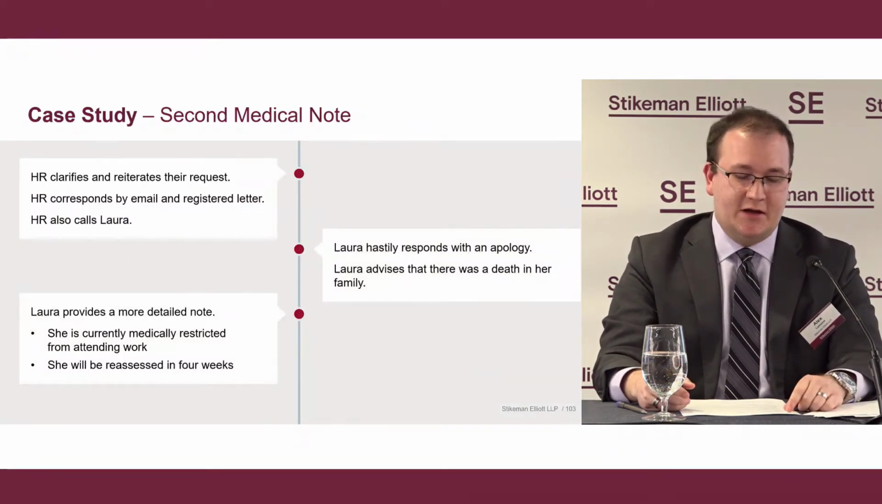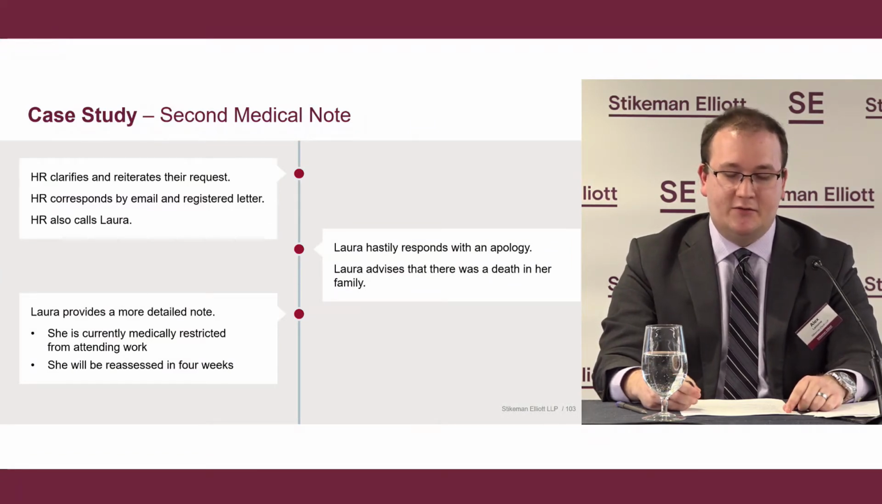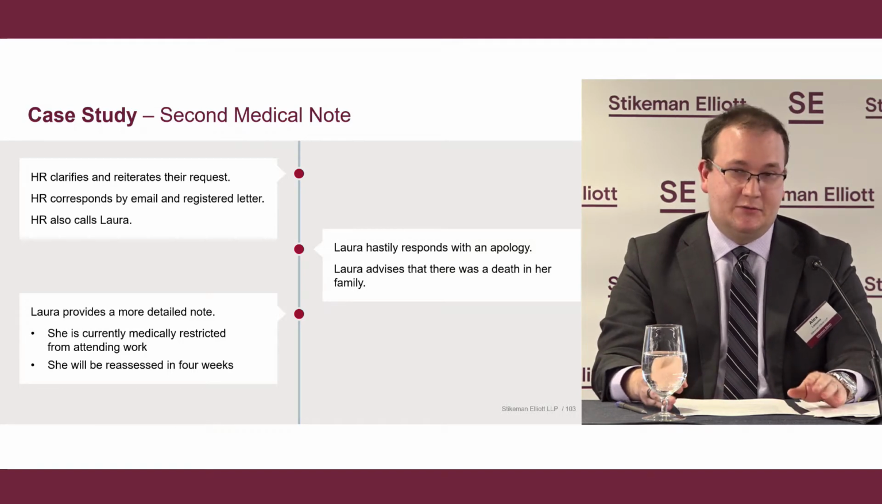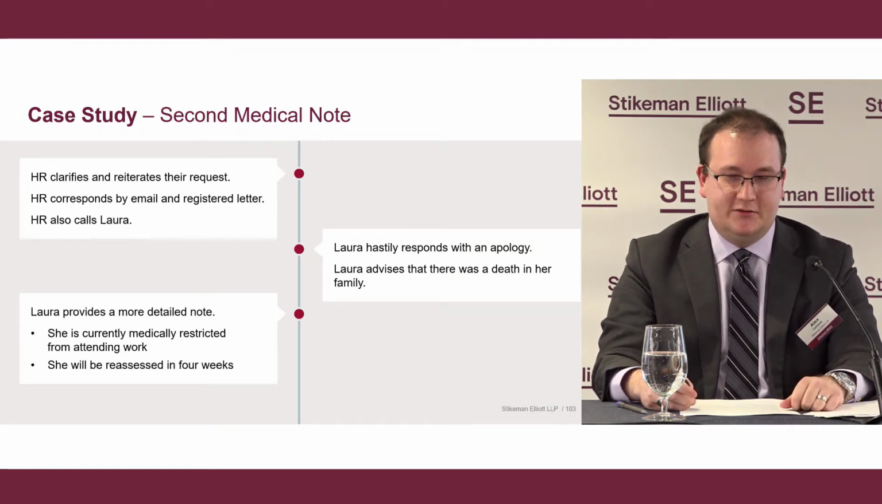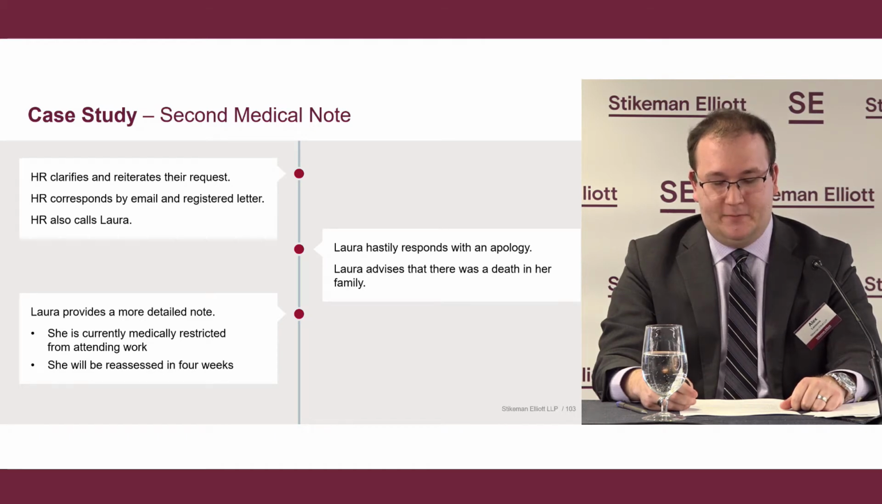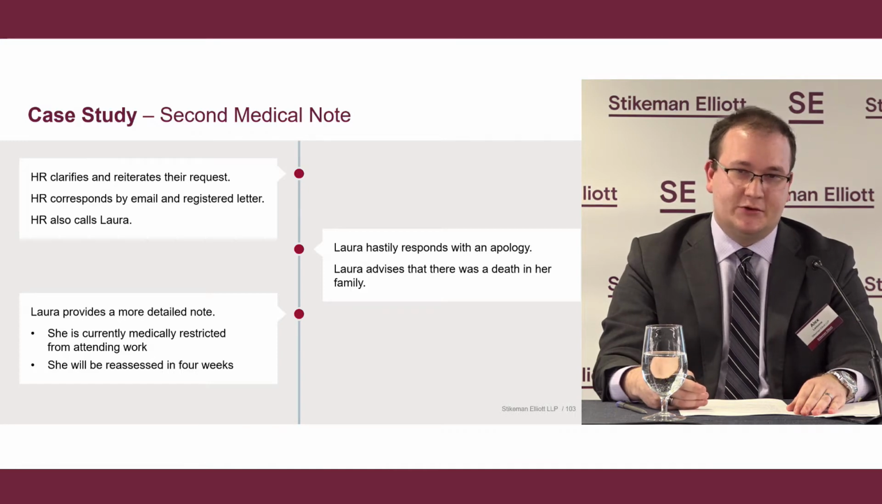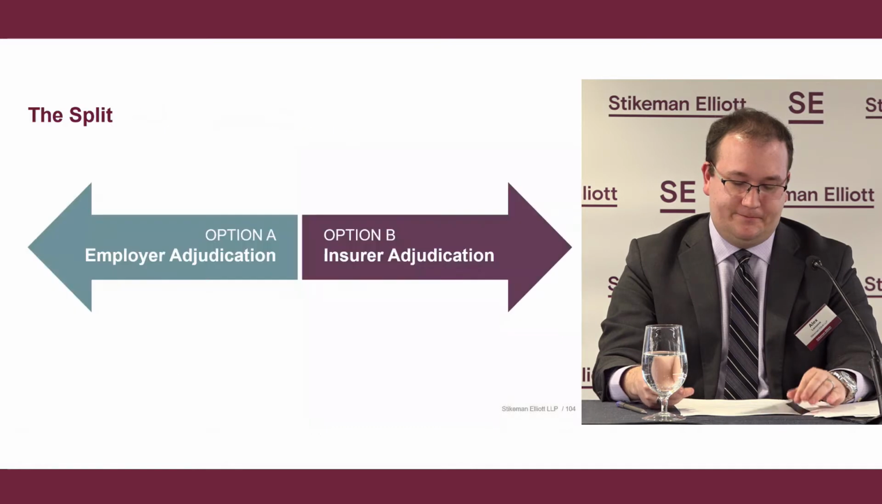So in this case, HR clarifies and reiterates their request. This time they try by email and registered letter, and they call Laura. And Laura, in this case, hastily responds, apologizes. She's had a death in her family. So just imagine what we all just avoided. Laura provides a more detailed note. She completes her functional abilities form, and her doctor confirms that she's medically restricted from performing her essential duties, and she's going to be out for at least 2 weeks.